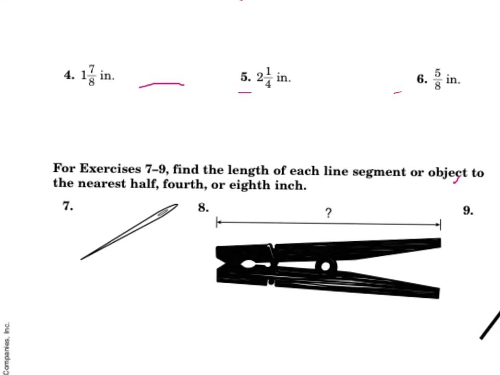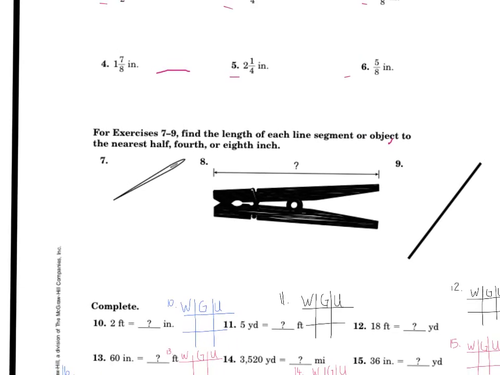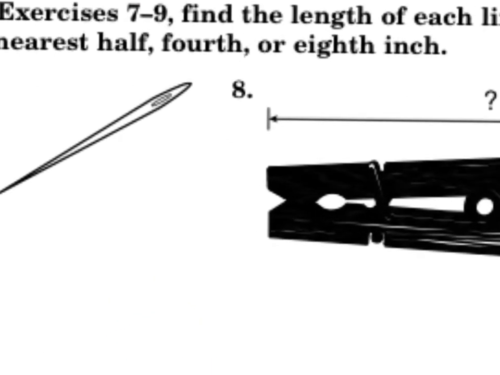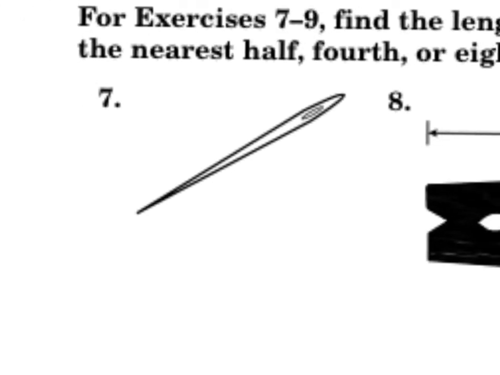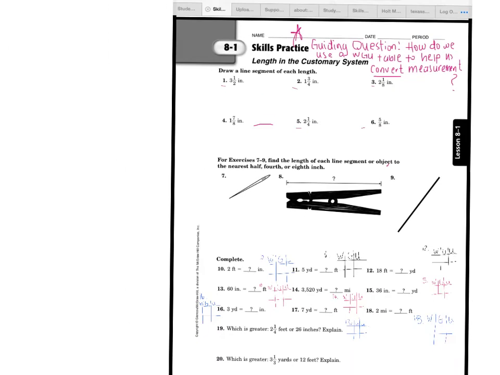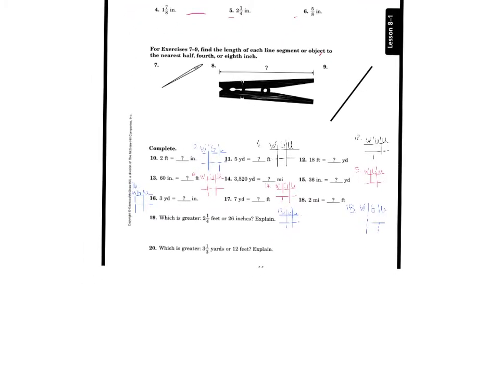Okay, and then for 7, 8, and 9, this is hard to do on an iPad because if I measure it like this, that's going to be a different measurement than if I measure it like that. So we'll just do that when we measure our arms and our feet, we'll practice measuring.